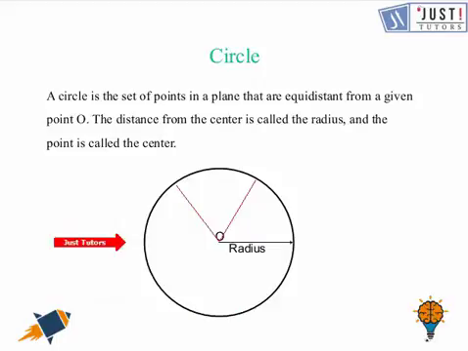So the distance that we see from the center to this point on the circle, we call it radius, and this point is called the center. Usually we denote it by the letter O.